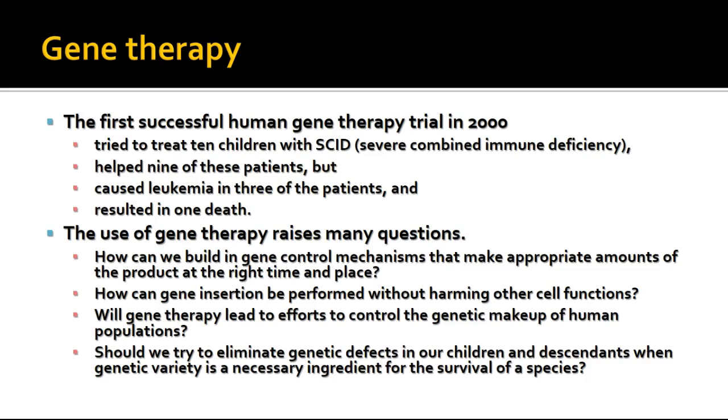For instance, how can we build in control mechanisms that make sure that the gene is going to make the right amount of the protein at the right time? How can we do this without harming other parts of the cell or other functions of the body? And a big concern for a lot of people is, will this lead to efforts to control the genetic makeup of human populations? Because that definitely could have a drastic effect on the future of our species if we can physically and electively choose to change things like that.